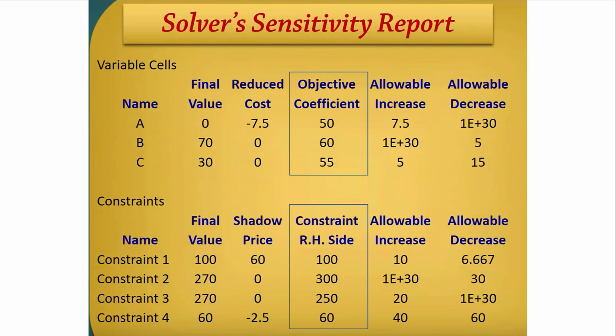This is the output of Excel Solver for solving linear programming. It's called the Solver sensitivity report. This report is divided into two parts. The first part is for the variable cells, or the objective function variables A, B, and C, and the second part is for constraint 1, constraint 2, 3, and 4.